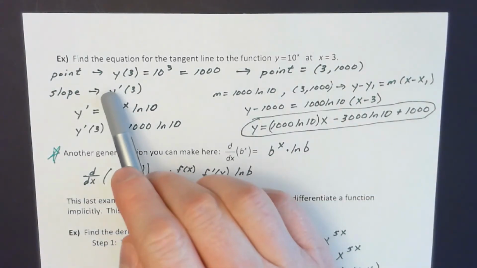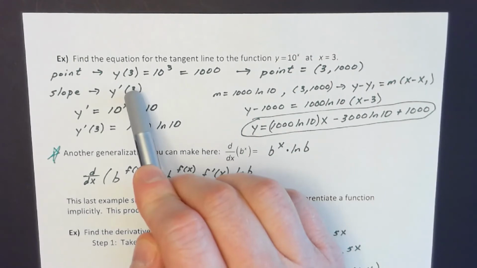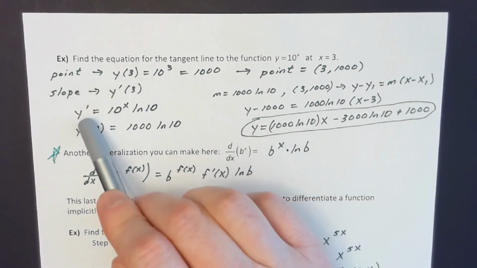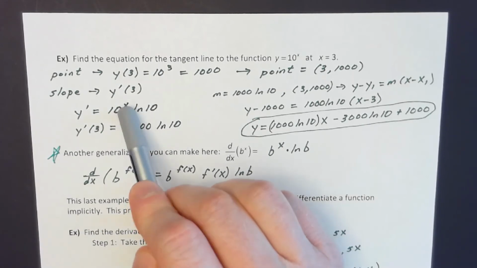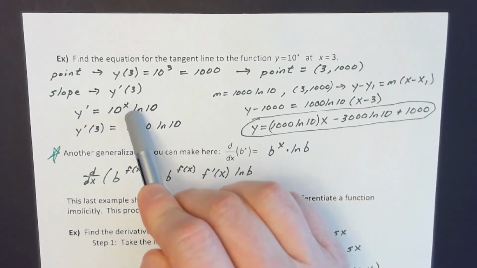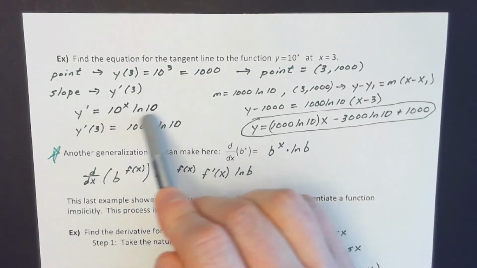Now I need to find the slope of the line that goes through that point, and that's just given by the derivative evaluated at the point of interest. My derivative is super easy here. You just say the derivative of any exponential function is that exponential function times the derivative of its exponent, which is just a 1, times the natural log of its base. That's where the ln 10 comes from.